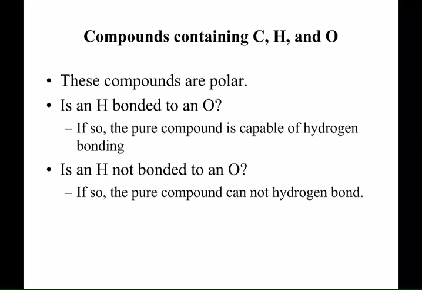Now the problem comes in, and we're going to look at this as an example, is if you have their polar end, and you have a lot of carbons after this, carbons and hydrogens, carbons and hydrogens, basically you have a polar end and a non-polar end. And this is what we were talking about with detergents. If you have an oxygen and it's not bonded to a hydrogen, then your pure substance cannot hydrogen bond. That makes sense.